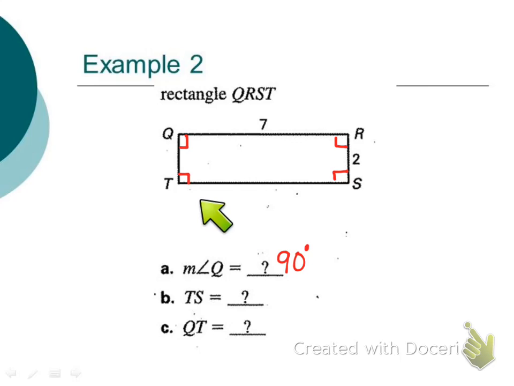The next thing we're looking for is the length of this segment, TS. Since it's a parallelogram, it's the same as the opposite side, so it is 7. Good. And QT is 2. Very good. I'll give you a second to catch up. Anyone have any questions?